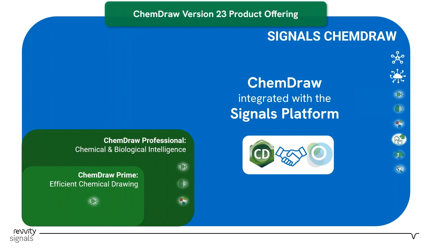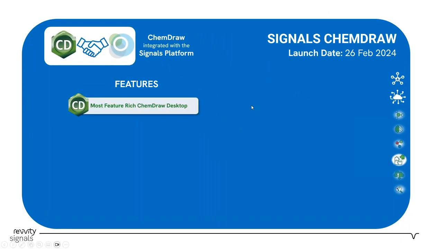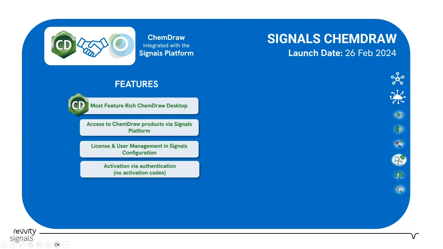As a refresher, I guess, for most of you, we released Signals ChemDraw earlier this year, and this is the first time that ChemDraw is integrated within the Signals platform. Besides that, there's still ChemDraw Professional and ChemDraw Prime available as it used to be. So what does it mean that it's integrated within the Signals platform? Of course, it still comes with the most rich ChemDraw desktop, what was formerly known as ChemOffice. And then we have expanded that with these integrations, and they give you a few benefits.